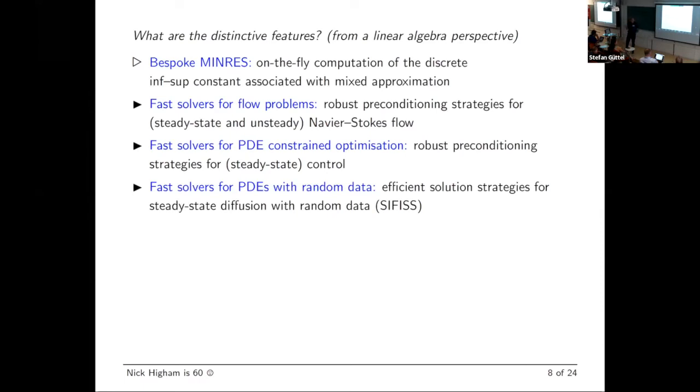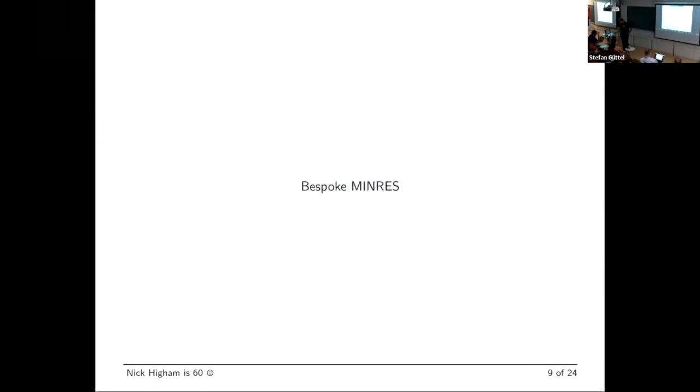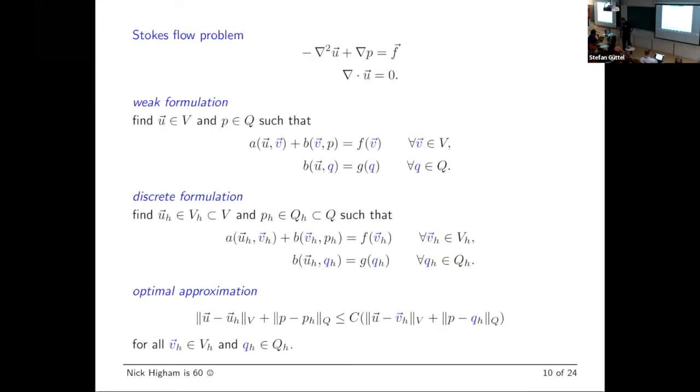And I should say that essentially all the research papers I've written since this time, results are reproducible in that you can run IFISS and generate them for yourself. So I want to just concentrate, I have 5 minutes, on one thing. So I'll talk about MINRES. So I can do this, I think, fairly quickly.